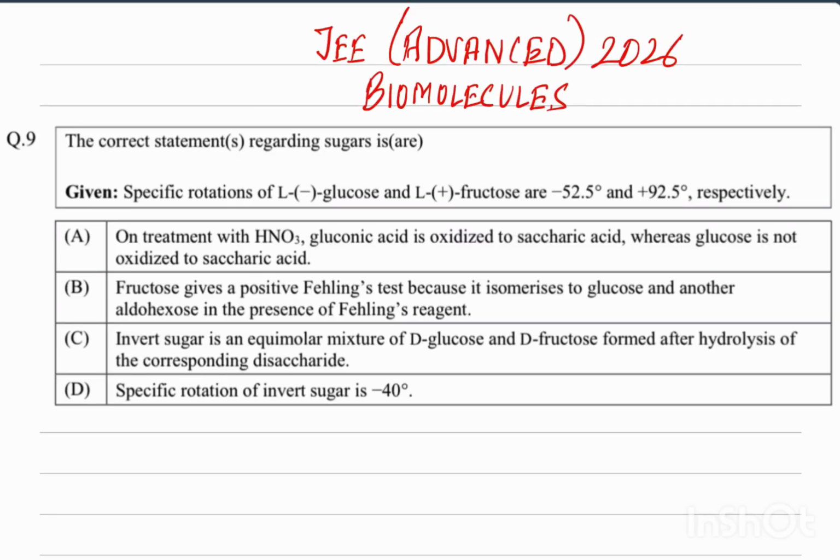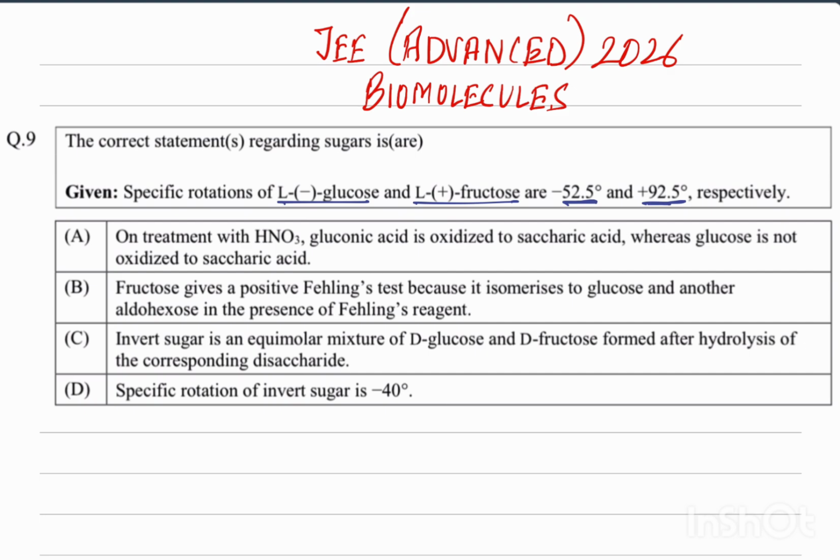Hello everyone. So today we are going to discuss a question from JEE Advanced 2026 Paper 2 from the Biomolecules chapter. The question is saying, the correct statements regarding the sugar is, and we have been given the specific rotations for D-glucose and D-fructose, which are minus 52.5 degrees and plus 92.5 degrees respectively.